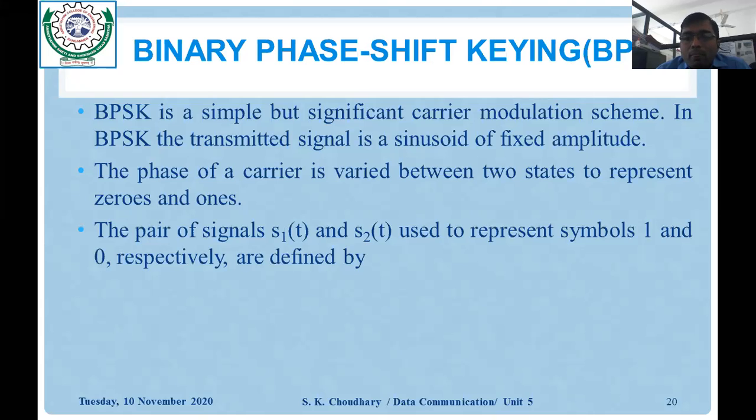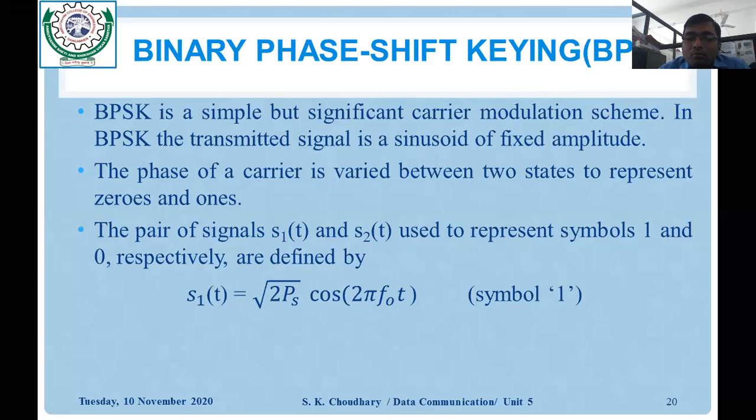And the pair of signals S1(t) and S2(t) is used to represent the symbol 1 and symbol 0 respectively. Means S1 represents the symbol 1 and S2 represents the symbol 0. Mathematically you can write S1(t) equal to square root of twice of Ps cos 2 pi f naught t, where square root of twice of Ps is the amplitude of the signal. Actually, we have learned in the last lecture how this amplitude A would be converted in terms of power form, so I'm not going to discuss it again and again.